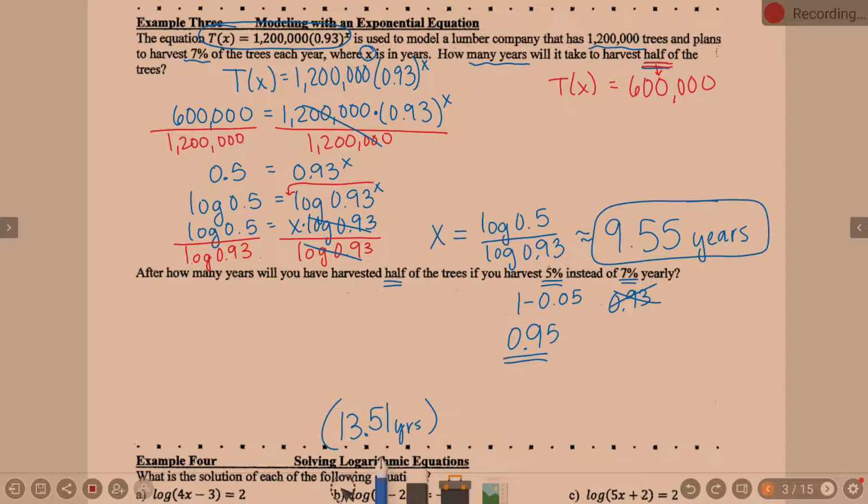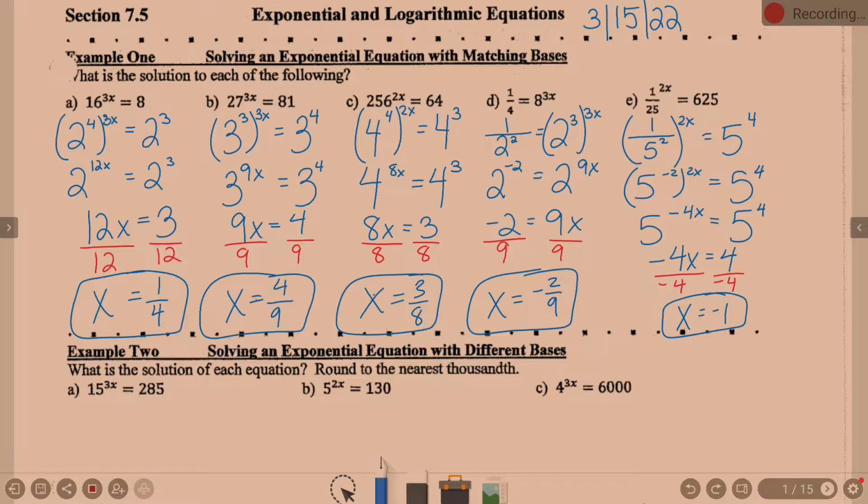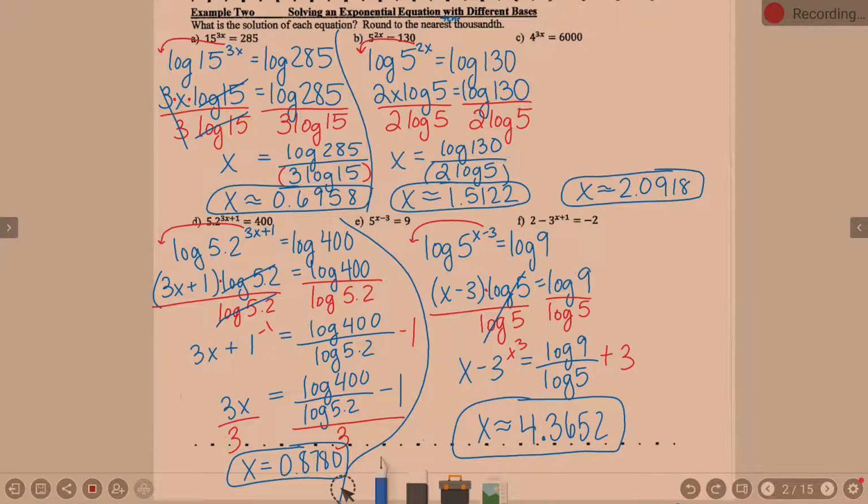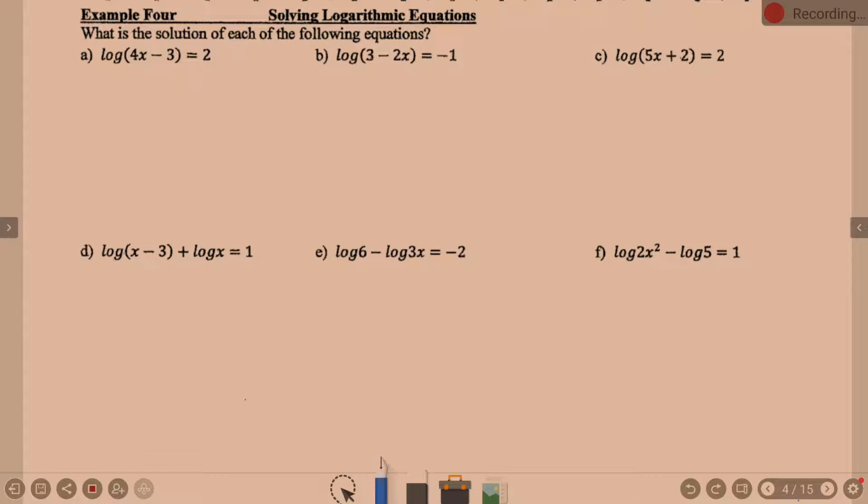Now, don't forget, let me back up real quick. We also talked about the top half, yes? What was different about the top half? Here, when it was 16 and 8, 27 and 81, we could use the gold paper, right? We could get the bases the same. So always check, can you get the bases the same? If you can't, then we're using logs. Okay? Now, those were all exponential equations. X was in the exponent.